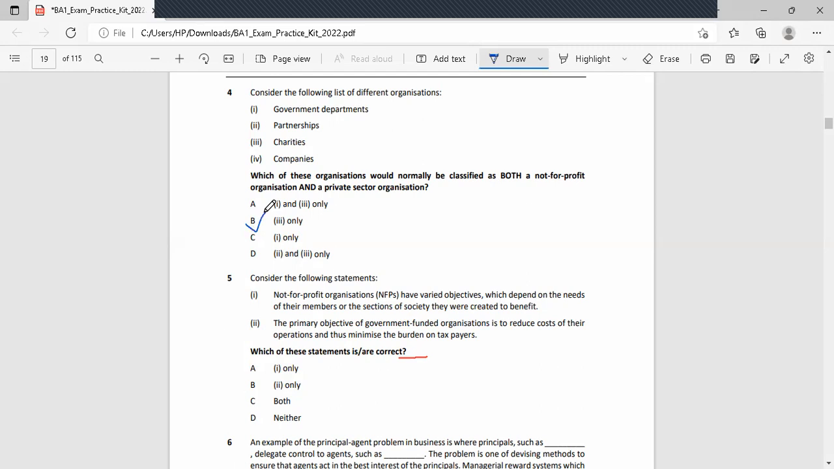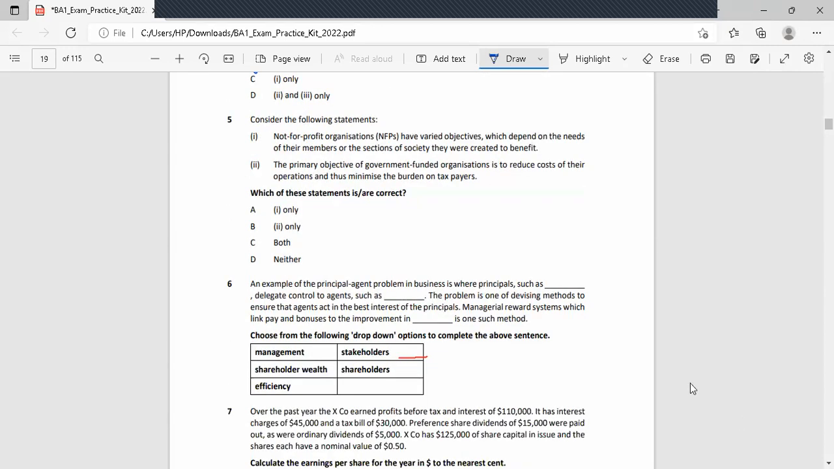Consider the following statements. Not-for-profit organizations have varied objectives which depend on the needs of other members or the sections of the society they were created to benefit. Second statement. The primary objective of government-funded organizations is to reduce costs of their operations and thus minimize the burden on taxpayers. Which of these statements is or are correct? Is it only one or two or both or neither? Which are correct? First one is correct. Okay, we can go with first one, correct?